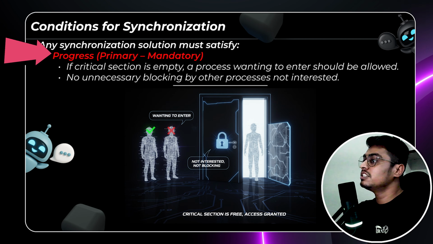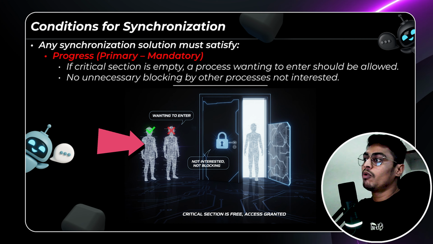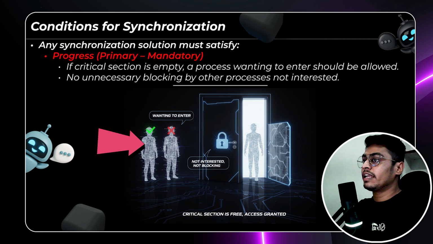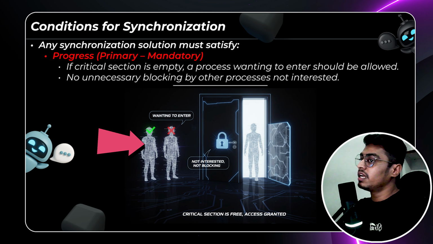The second condition is progress. This is a mandatory condition. If the critical section is empty and a process wants to enter, it should be allowed to enter without being blocked by other processes that aren't interested in entering. No process should prevent others from proceeding when it's not even trying to use the critical section itself.